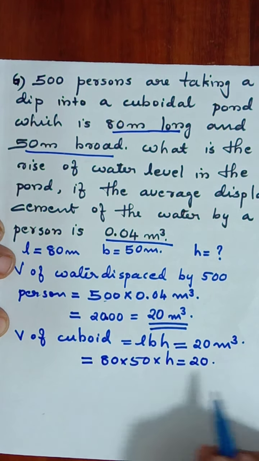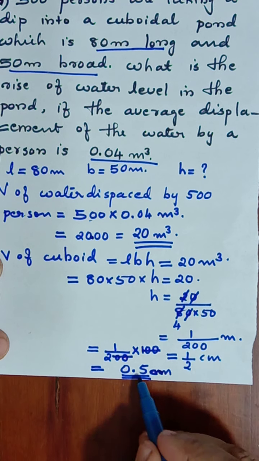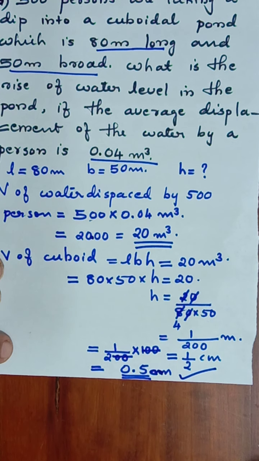So, when 500 people take a dip inside the water, the height at which the water level rises is 0.5 centimeter only. Only 0.5 or half centimeter water rises up in the pond, because the pond is such a big one. Even though 500 persons are taking the dip, only 0.5 centimeter is the height at which water rises up.